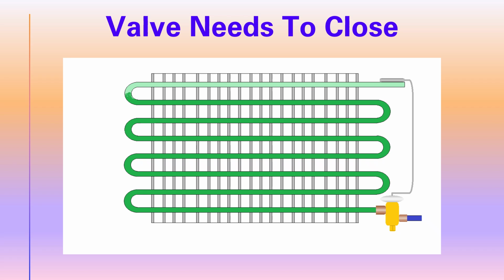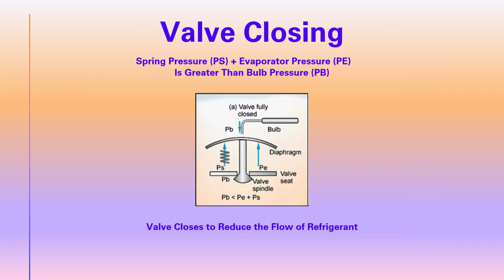Now here we see an evaporator where the refrigerant level is much, much higher, and therefore the superheat is a lot lower. And in that case, the bulb starts getting colder and the pressure within the bulb goes down. So as the pressure in the bulb goes down, the pressure of the spring and the evaporator push up against the diaphragm and close the valve spindle, reducing the flow of refrigerant.